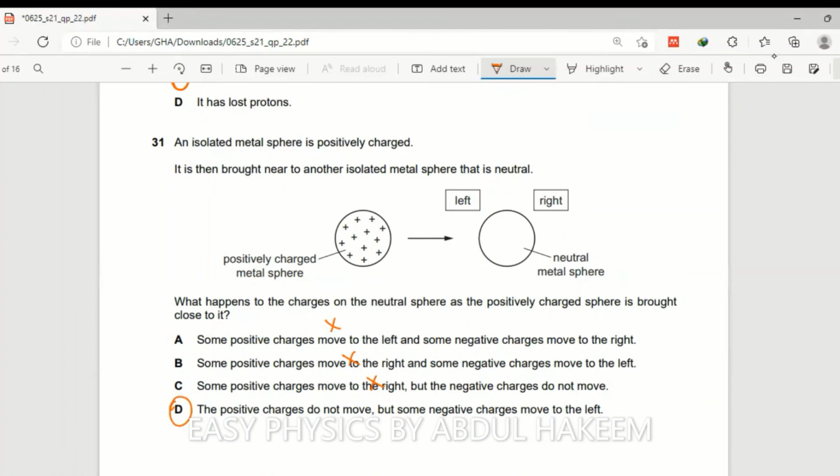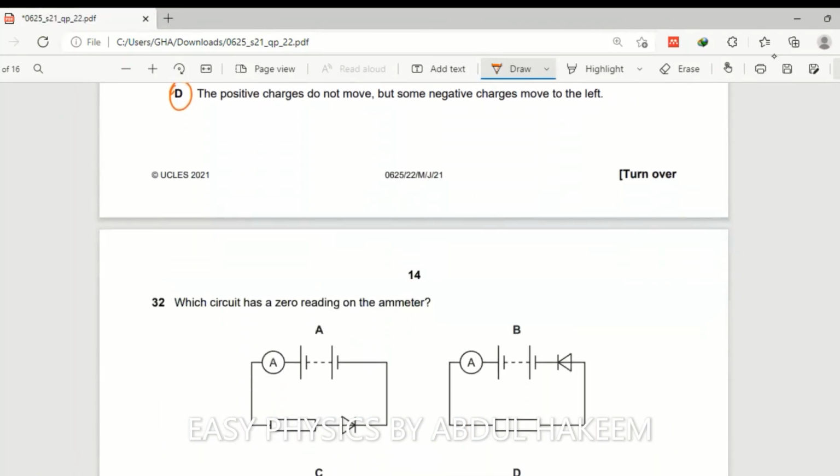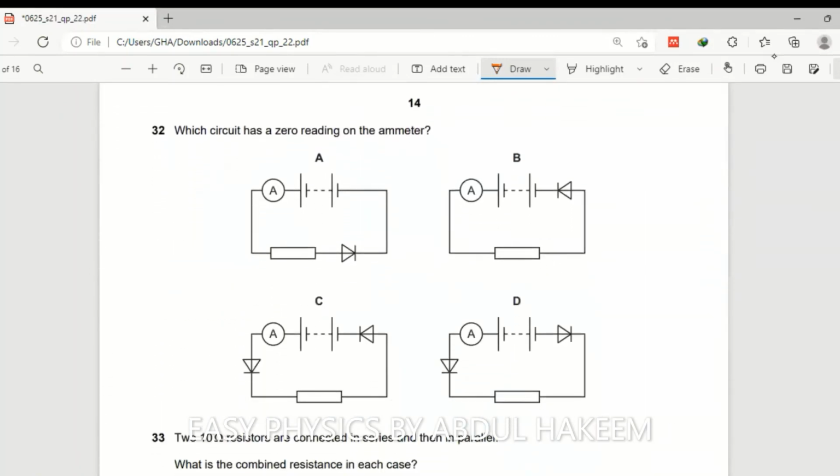So the positive charges don't move, but some negative charges move to the left, meaning electrons are attracted. So this becomes the negative side. And due to the vacancy, the other becomes the positive side. So D is the option.